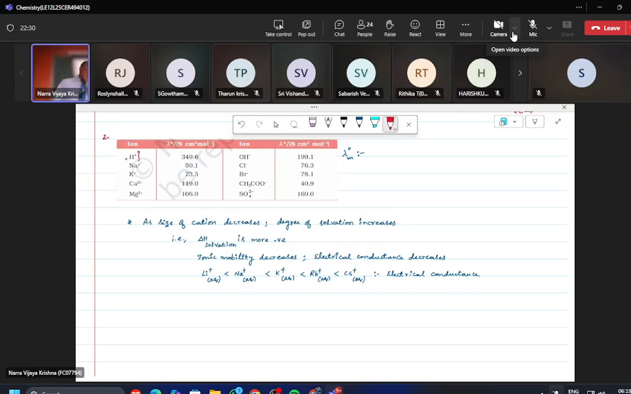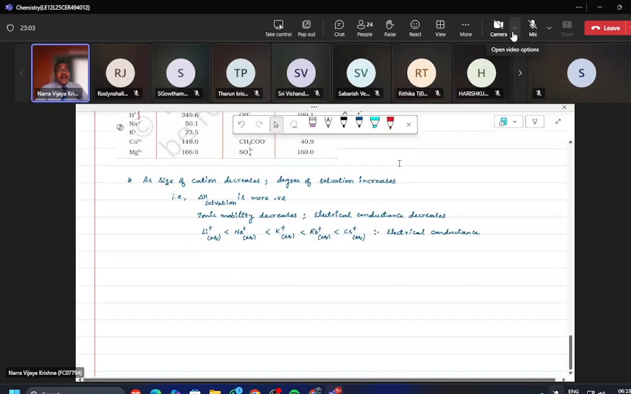Now the problem is with the H plus ion. H plus size is even smaller than Li plus. Then its mobility must be low. Correct? Therefore, electrical conductance must be low. So when you compare Na plus and K plus, Na plus mobility is less because its size is small. In the same way, H plus size is even smaller than Na plus, so it should be even lower. But observe the value. Its value is higher.